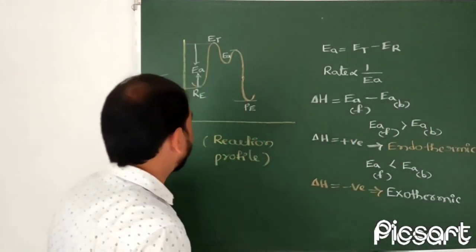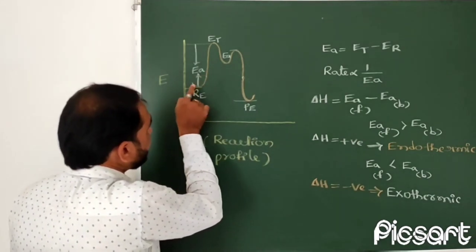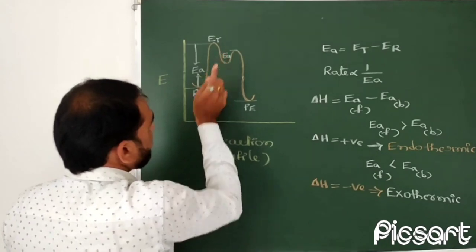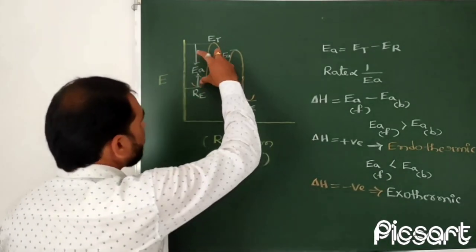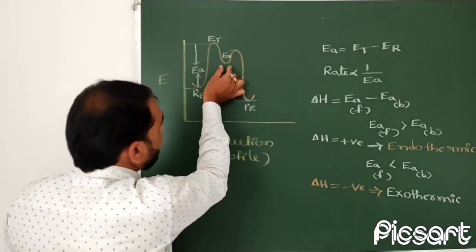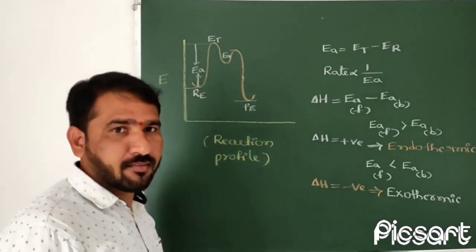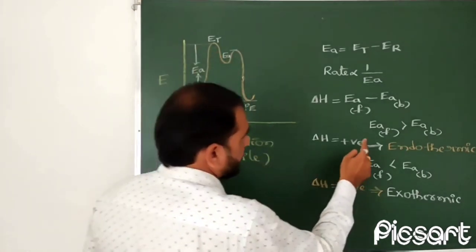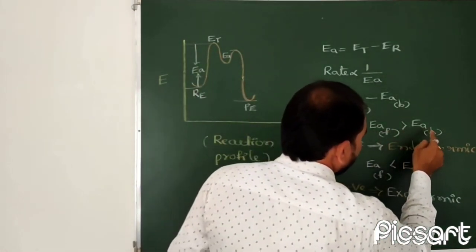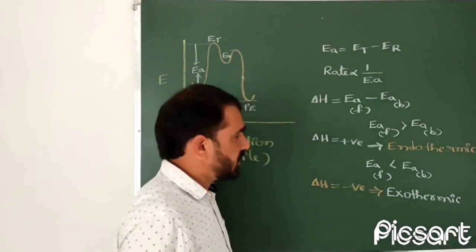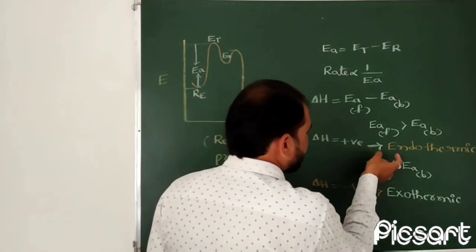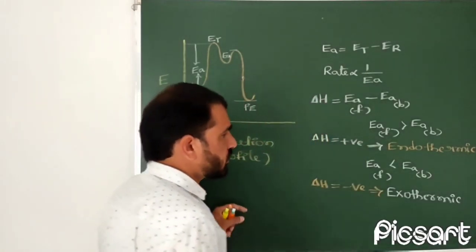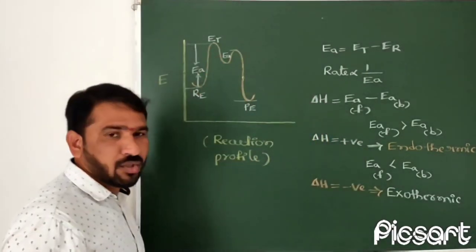Okay, so here activation energy of this first one, forward step, this is backward step. So forward step greater, for backward step lesser. So this forward step activation energy is greater than backward step activation energy. Therefore, resultant reaction enthalpy positive. So first step is endothermic in nature.